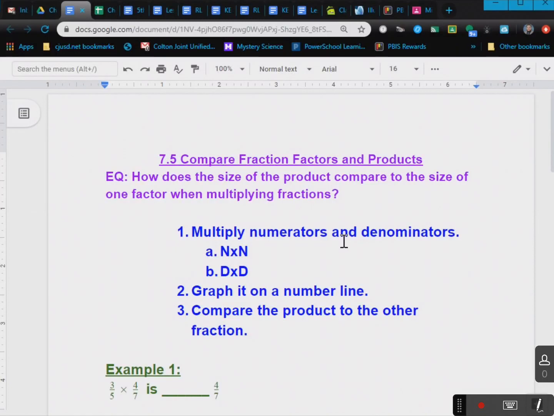The essential question is, how does the size of the product compare to the size of one factor in multiplying fractions? So what you're going to do is multiply two fractions together, and you're going to see how it compares to the other fraction they give you.